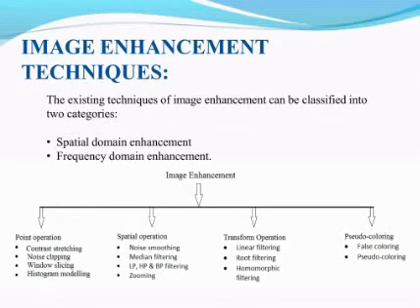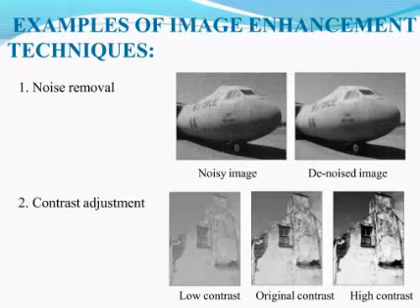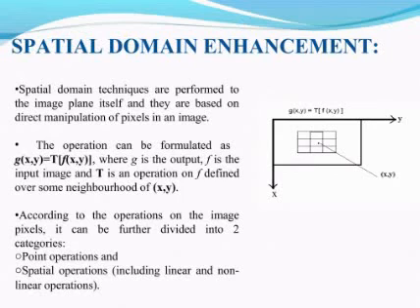Image enhancement techniques. The existing techniques of image enhancement can be classified into two categories: spatial domain enhancement and frequency domain enhancement. Image enhancement requires point operation, spatial operation, transform operation, and pseudo coloring. The examples of image enhancement techniques are shown, where the first is noise removal and the second one is contrast adjustment. The three contrasts are low contrast, original contrast, and high contrast.